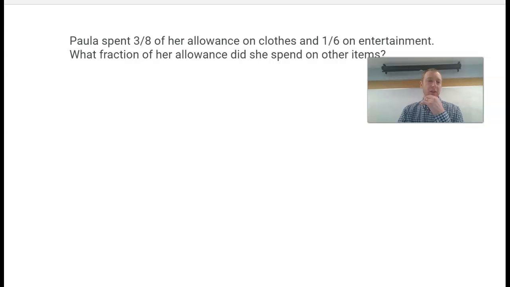Okay, switch back to my highlighter. Let's highlight some important words. Paula spent 3/8, so I guess I'll highlight that. She spent 3/8 of her allowance on clothes and 1/6 on entertainment. What fraction of her allowance did she spend on other items?